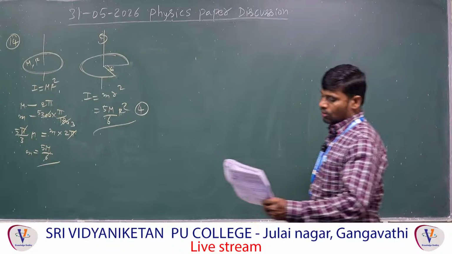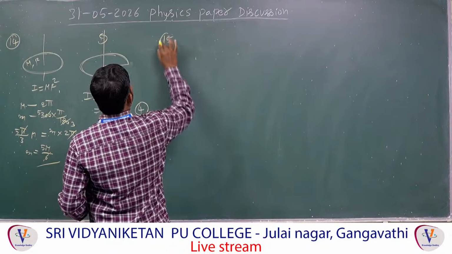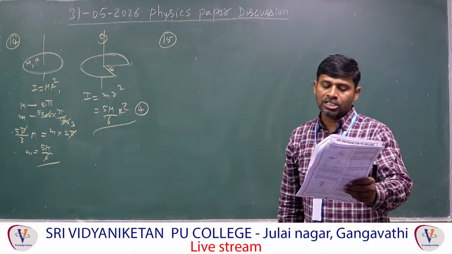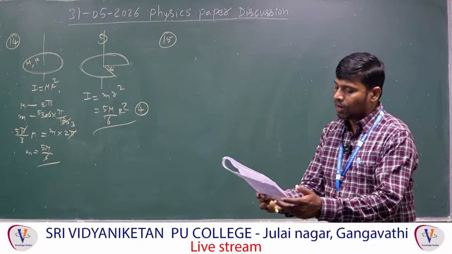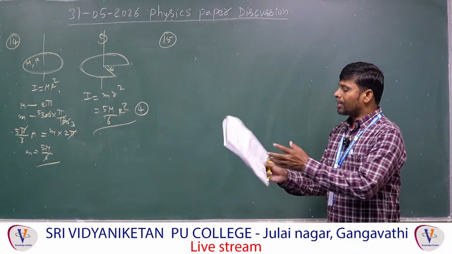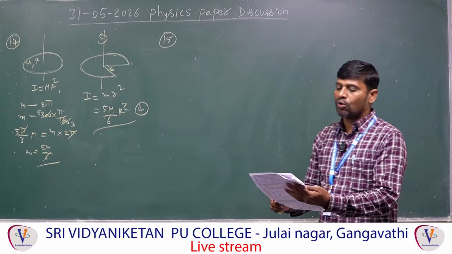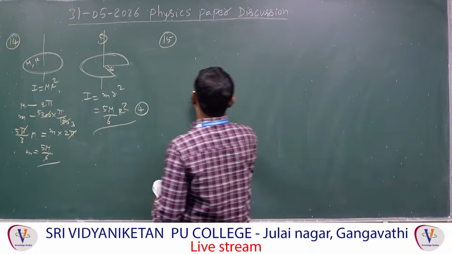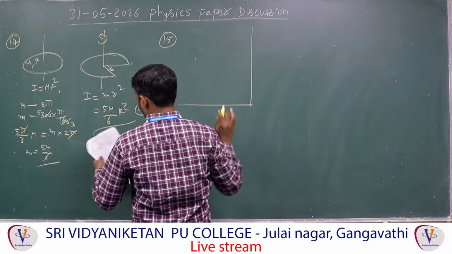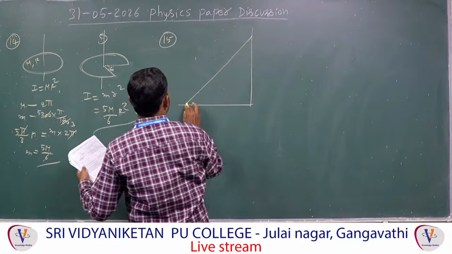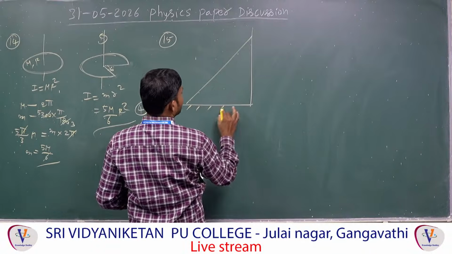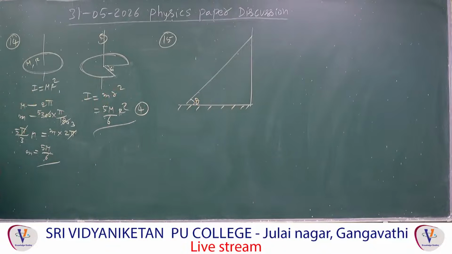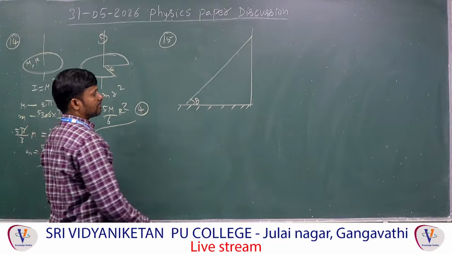Next one, 15. In the figure, a ladder AB of mass m is shown leaning against the vertical wall, and in equilibrium makes an angle theta with the horizontal floor. What is the normal force exerted by the wall on the ladder? Same model that was explained in the previous class. This is the ladder. This is the rough surface. How much angle? Theta.